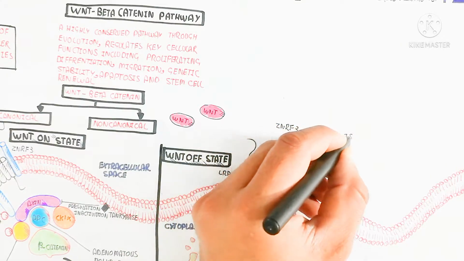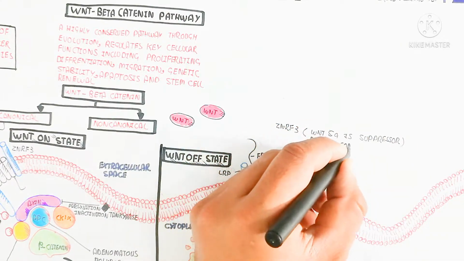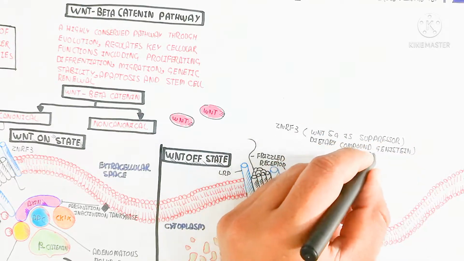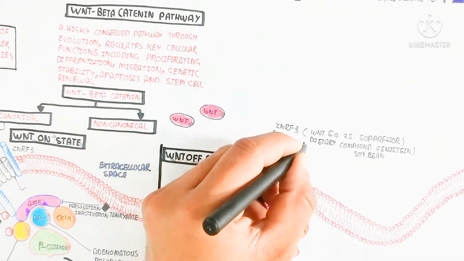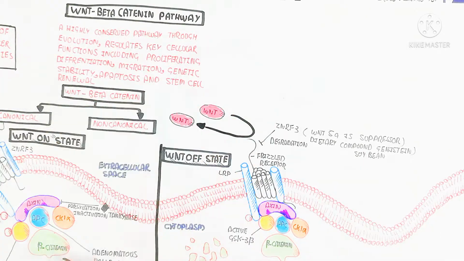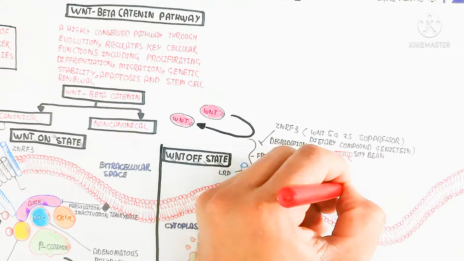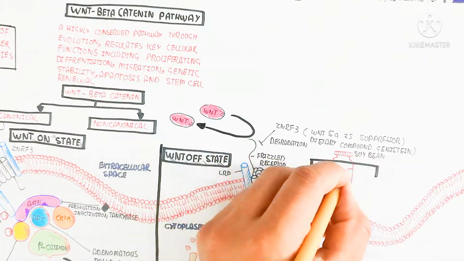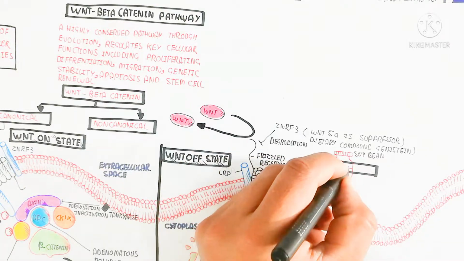While here is the Wnt binding, the Frizzled receptor will be inhibited due to the ZNRF3, and this ZNRF3 will be degraded due to the Wnt5A suppressor, and the dietary compound genistein, which is present in soybean, will inhibit it. So the study shows that.